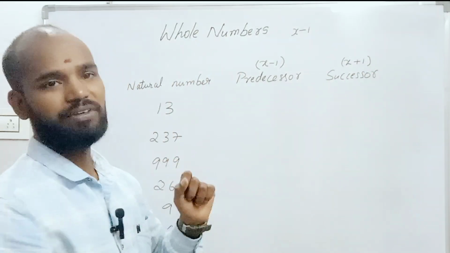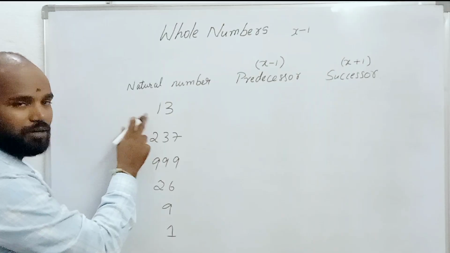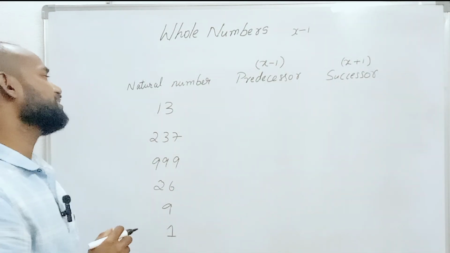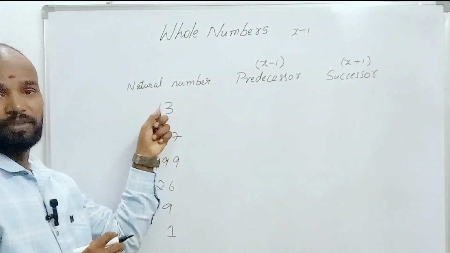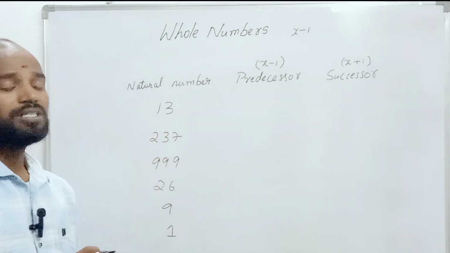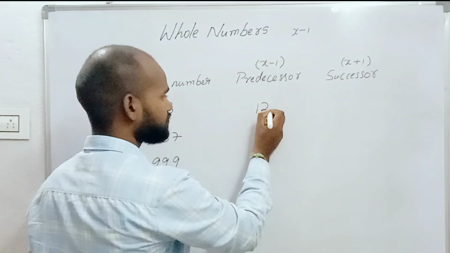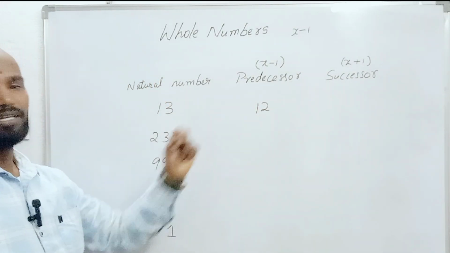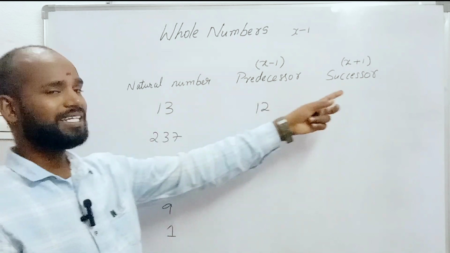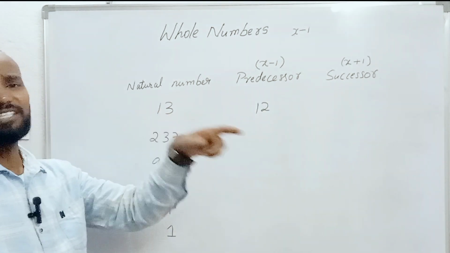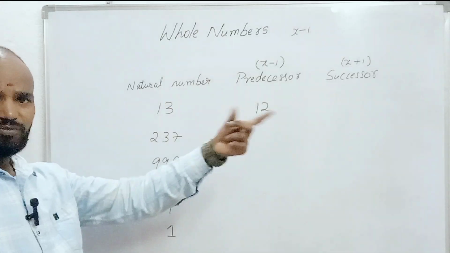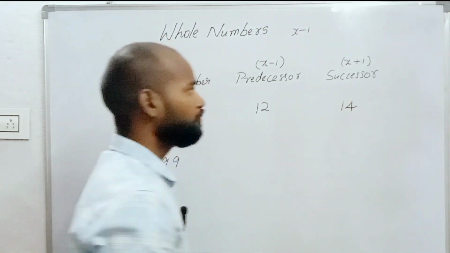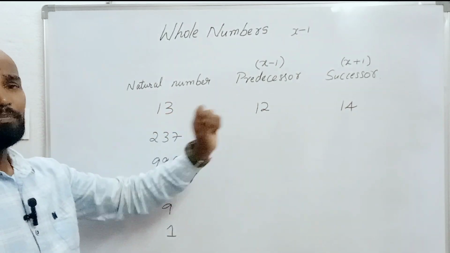I will explain with one example. Here natural number 13 is given. What is the predecessor of 13? Predecessor means the number before. So before 13 what will come? That is 12, or you can consider 13 minus 1, which is 12. Now what is the successor? Successor is the next number, so 13 plus 1 is 14. So 14 is the successor and 12 is the predecessor here.